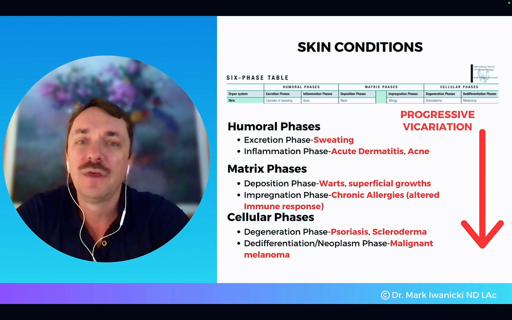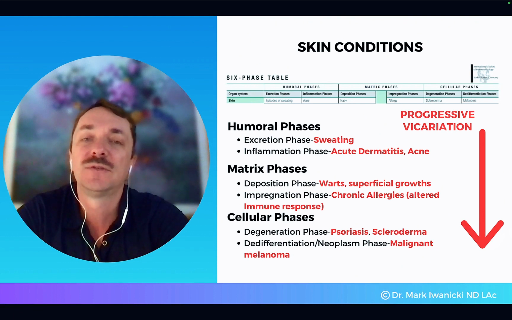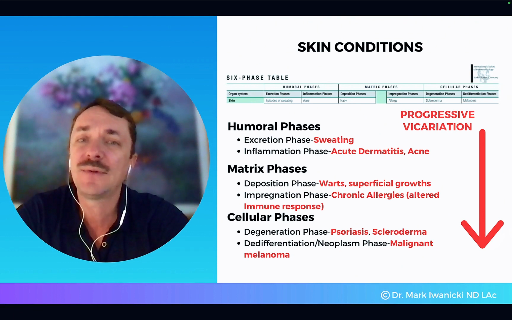And so the movement of toxicity is called progressive vicariation. It's further and further deposition and concentration of toxicity within the space, within the skin. And so we have, again, the excretion phase, where we have sweating. In the inflammatory phase, we can think of acute dermatitis and acne. There's an inflammation that's happening, but there's no deeper penetration or deposition happening yet.